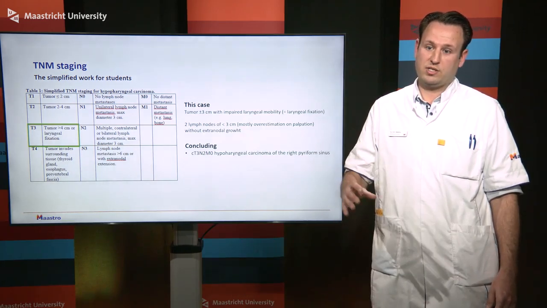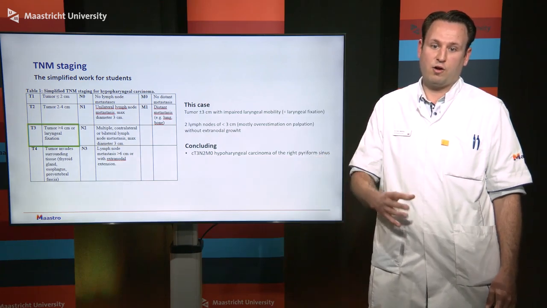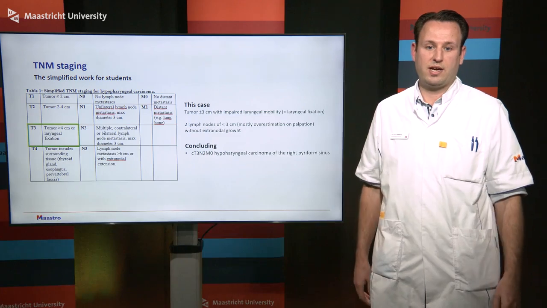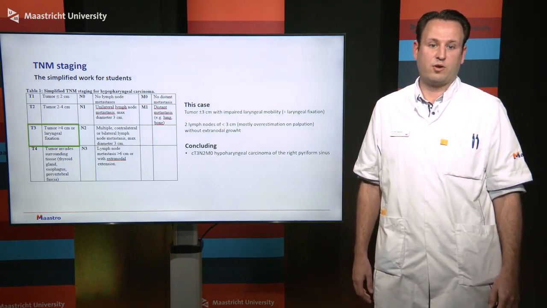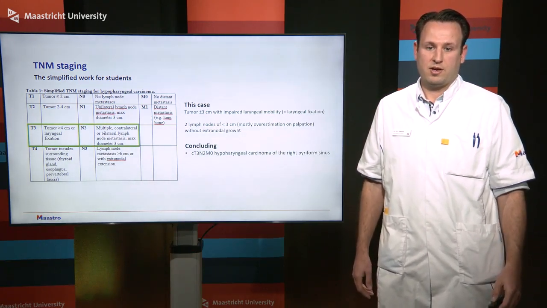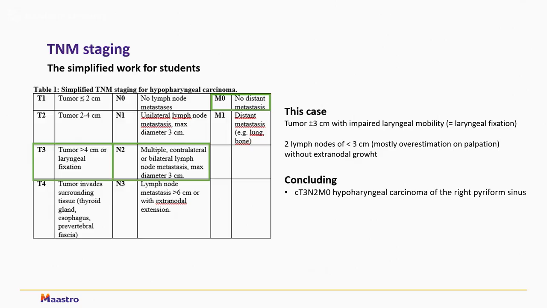Mostly what we feel is an overestimation. So the 4 centimeters on palpation is an overestimation. So the 3 centimeters on radiology is what we use for our TNM staging. There was no extranodal growth, so we conclude this to an N2 stage. No distant metastases, so concluding staging of this patient is a T3, N2, M0 hypopharyngeal carcinoma arising from the right piriform sinus.